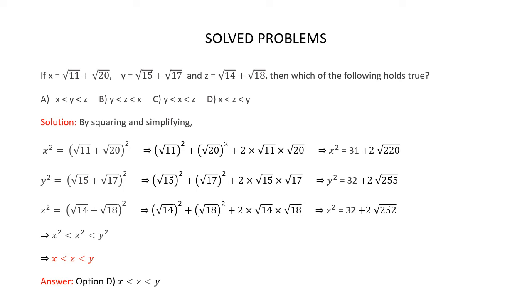To do that, you have to first square and simplify the 3 given equations. So now you have x squared is equal to root 11 plus root 20 the whole squared. This is similar to a plus b the whole squared, which is a squared plus b squared plus 2ab. So now you have root 11 the whole squared plus root 20 the whole squared plus 2 multiplied by root 11 multiplied by root 20. This is nothing but x squared is equal to 31 plus 2 root 220.